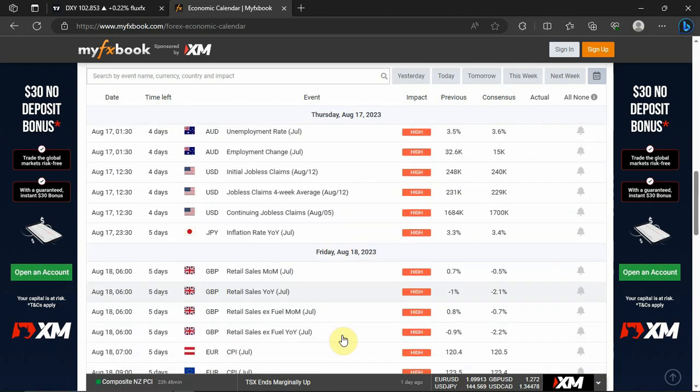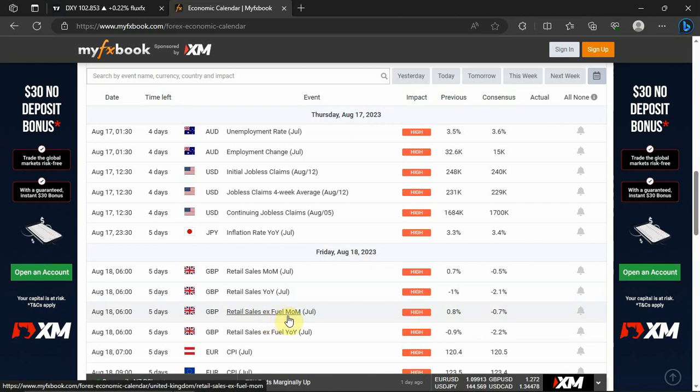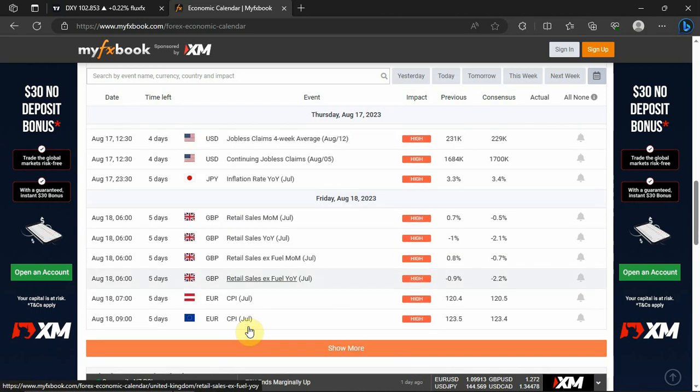On Friday, we have retail sales month over month for GBP. We have retail sales year over year for the month of July for GBP. We have retail sales ex fuel month over month for the month of July for GBP. Retail sales ex fuel year over year for the month of July for GBP. We have CPI for Austria. All right. Also in the Eurozone. Then you have the whole Eurozone CPI for the month of July.